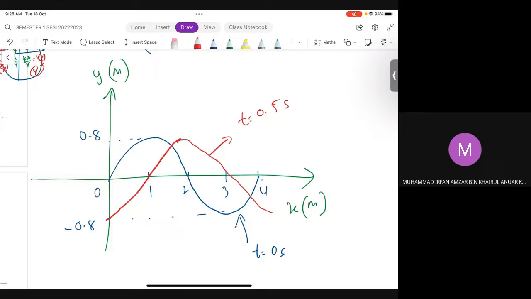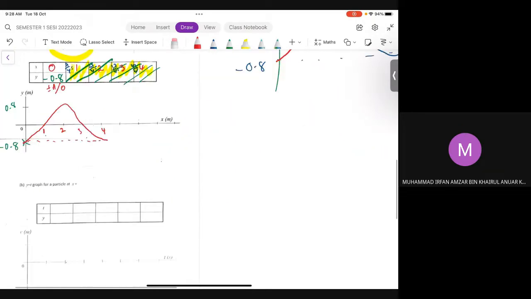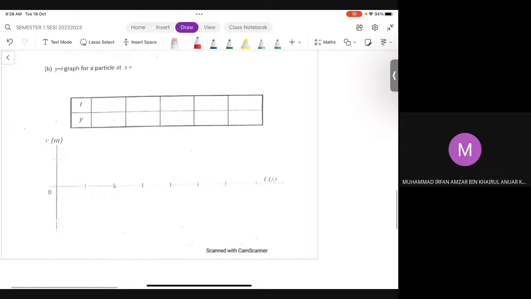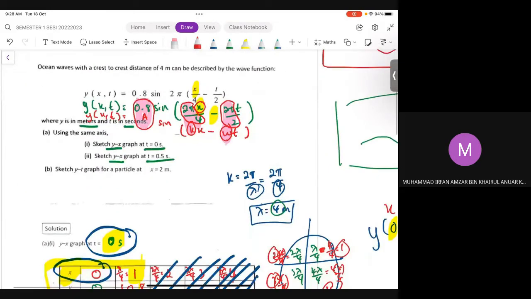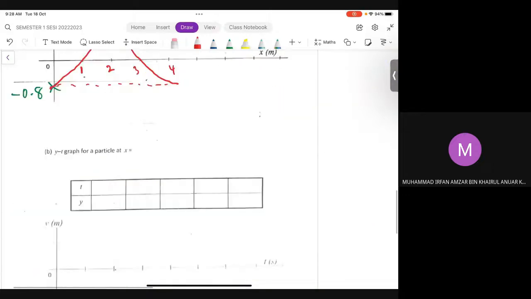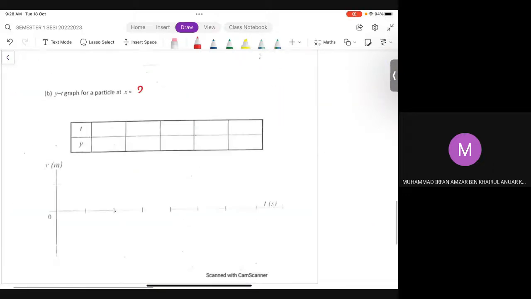Okay. Kita masuk kepada the next one. Okay. This one adalah y against t for particle when x adalah, so ini dia minta graph bila particle tu adalah 2 meter. Okay. So dekat sini saya letak 2 meter. Okay, apa maksud dia? Tak faham lah.